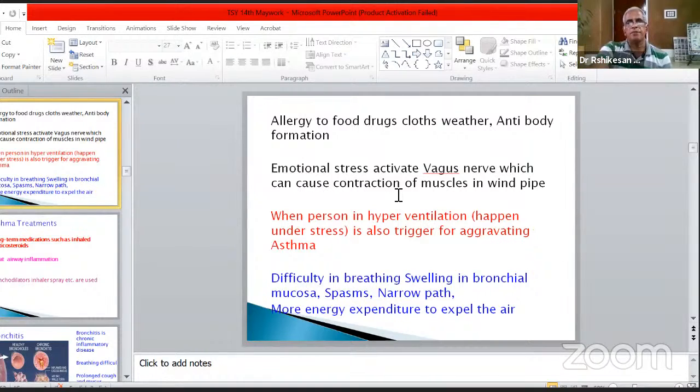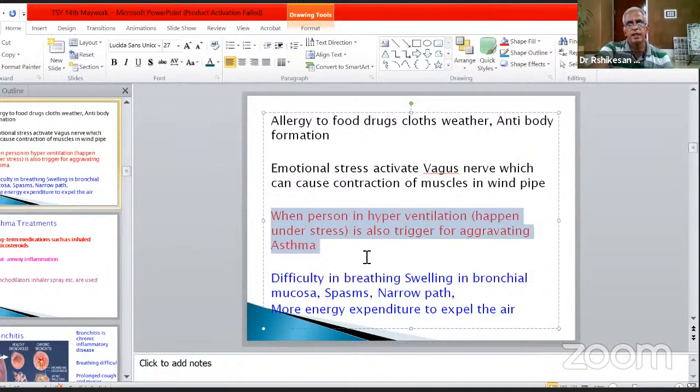So emotional stress activates certain nerves, and this can contract the muscles in the windpipe. And a person in hyperventilation, in the case of stress, is triggering or aggravating asthma. This is a very important point, which is why I am highlighting it. Under emotional stress, whether anxiety, anger, whatever it may be, what happens to the breathing? Does the breathing rate reduce or increase?